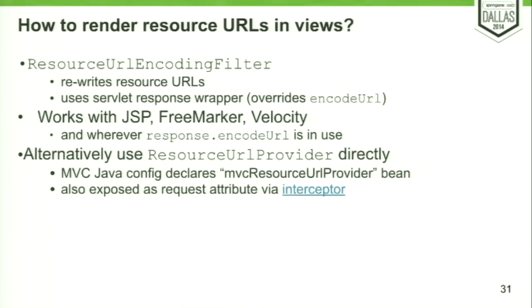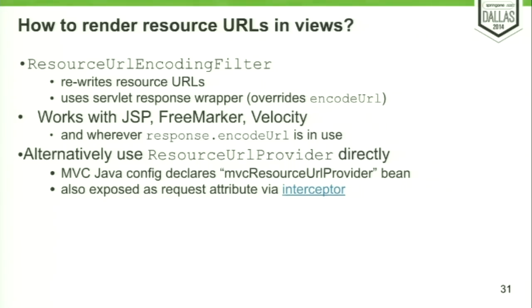Or if the view technology that you're using is not using the servlet response encode URL, say, using something like Handlebars, and we have an example of that in the sample, then you basically have to get access to the resource URL provider, which is a singleton in your Spring configuration, comes with the MVC Java config. And when you get access to that, you need basically to use it to rewrite the links.